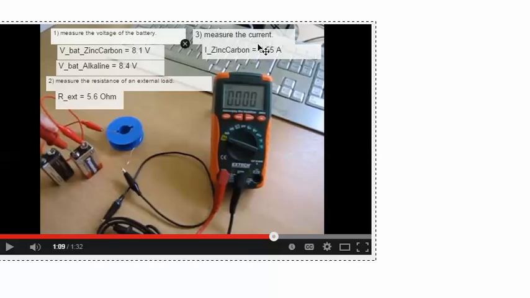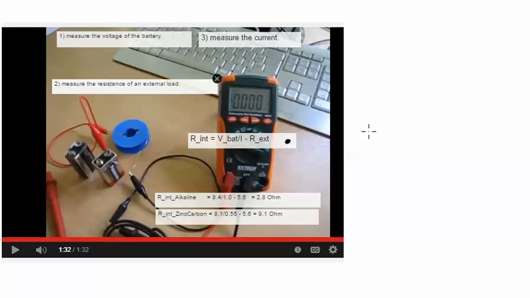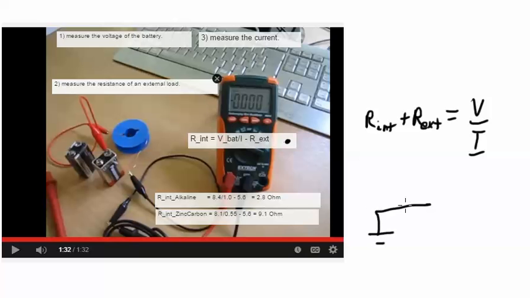And when he's measuring the current, here you can see him actually measuring the current across there. He's got the external load in series with the battery. So he's got this equation here, which says basically R internal plus R external equals the voltage over the current. That in turn would come from an equation where we've got the internal resistance of the battery over here and the external resistance over here.